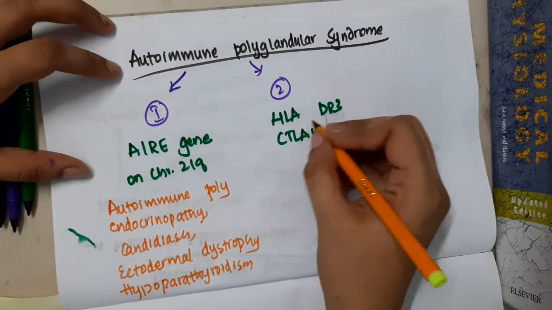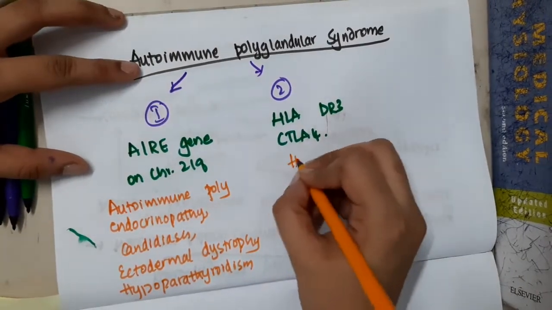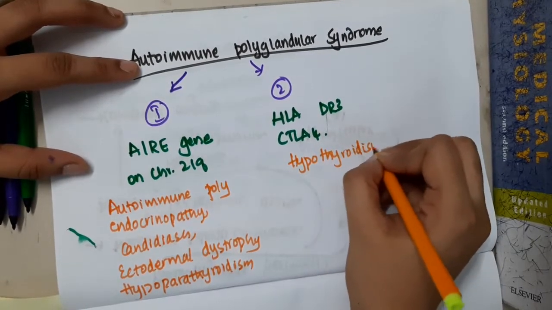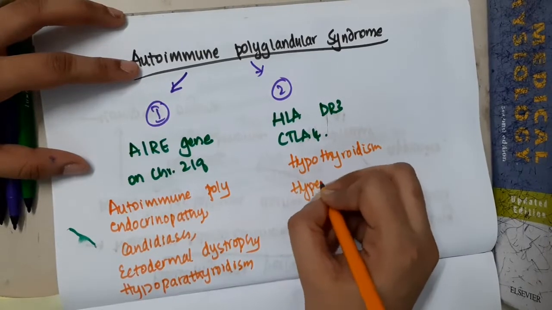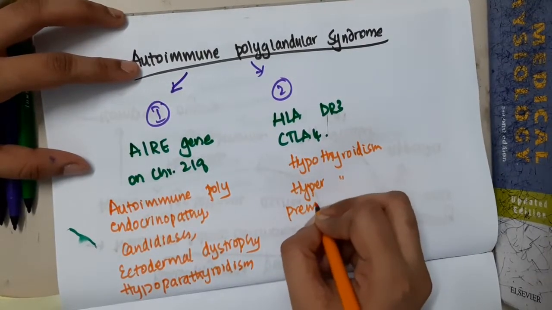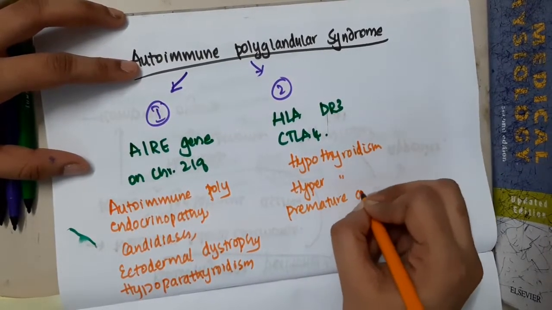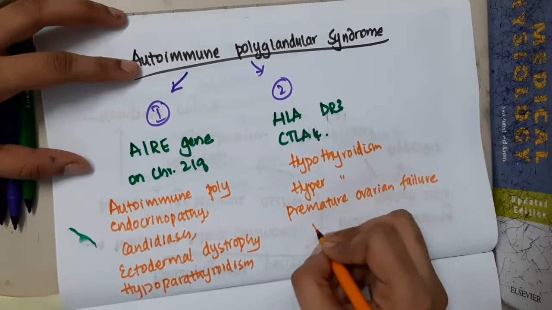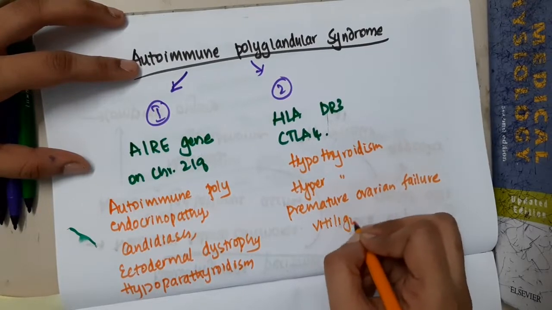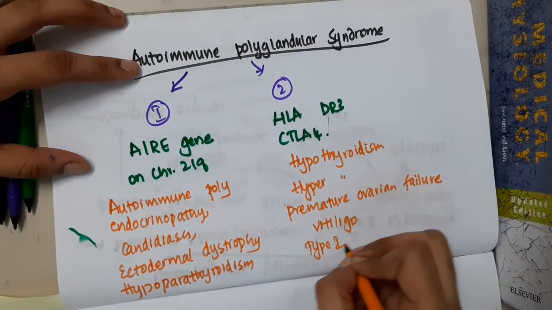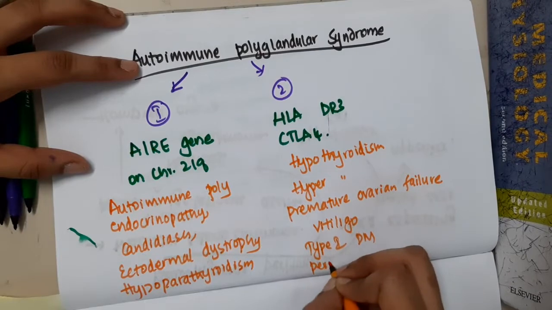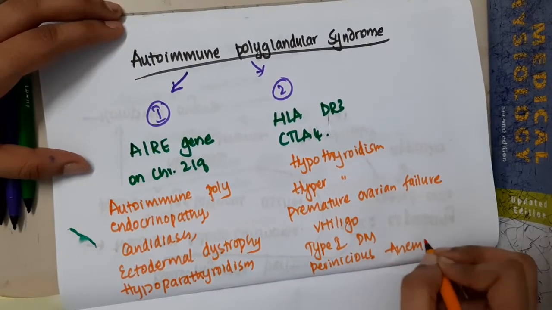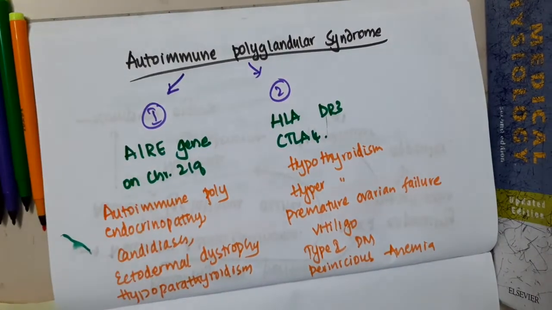Okay, then in type 2, with HLA-DR3 or CTLA4, it shows hypothyroidism, hyperthyroidism. It causes premature ovarian failure. It results in vitiligo and type 1 diabetes mellitus, and it causes pernicious anemia. So these are the two different types of autoimmune polyglandular syndrome.